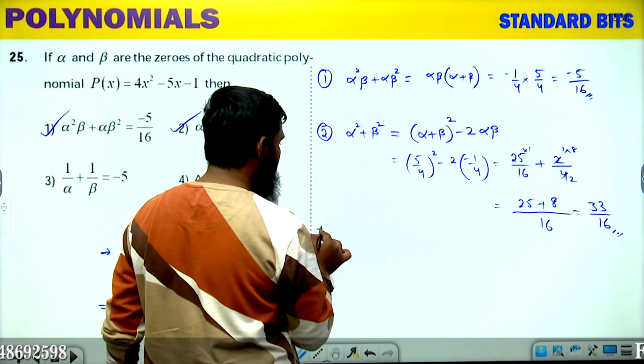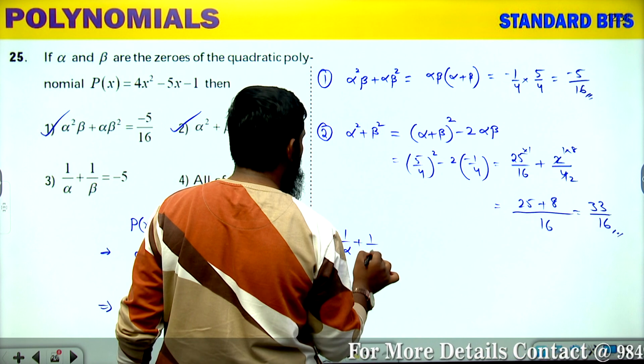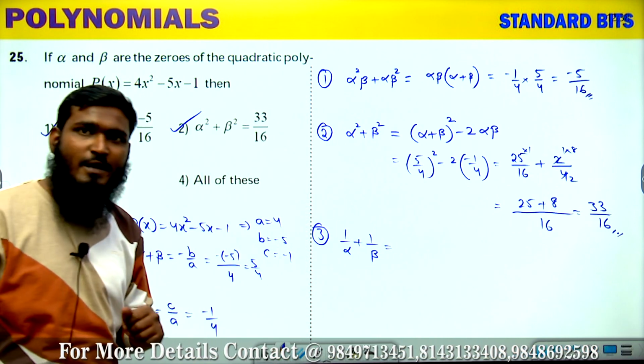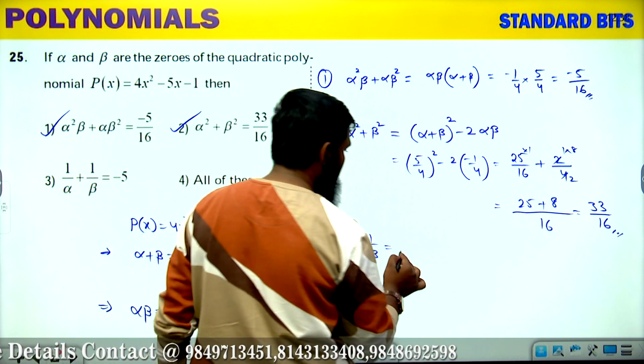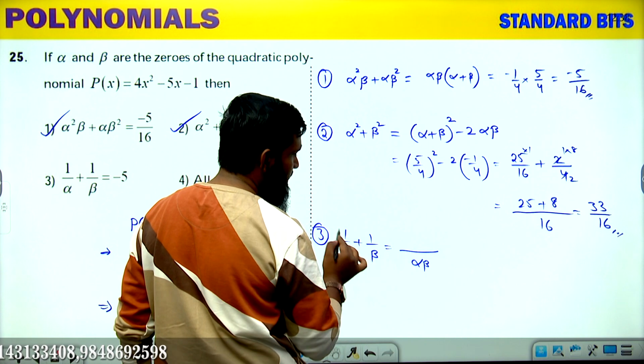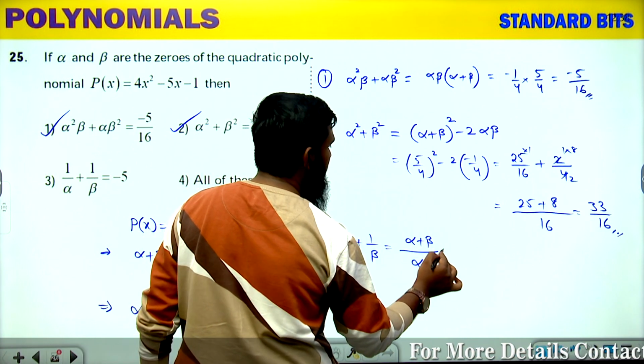So if you are going with option 3 now, what do we have? 1 by alpha plus 1 by beta. This value we have to find. Again in this also we don't know the separate values. Then let us take out the LCM. Now if you are doing multiplication of this part, it means alpha beta. Cross, beta plus alpha. Beta plus alpha means alpha plus beta only.